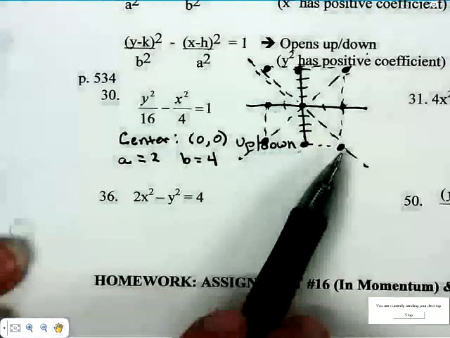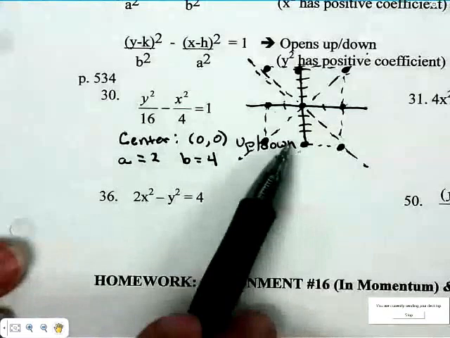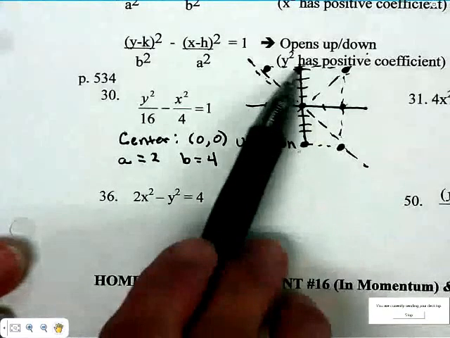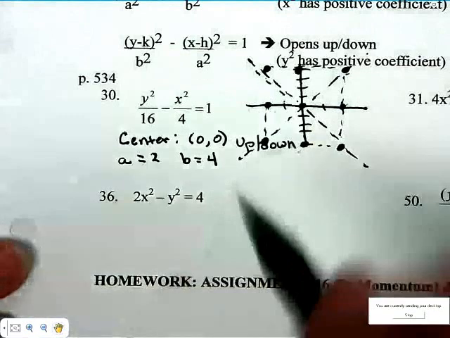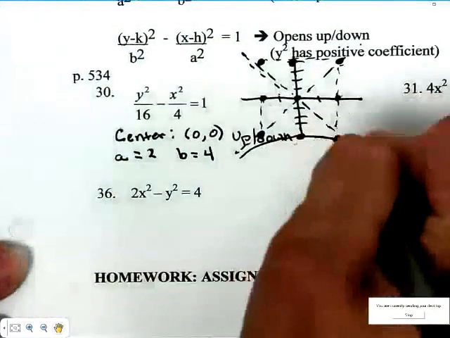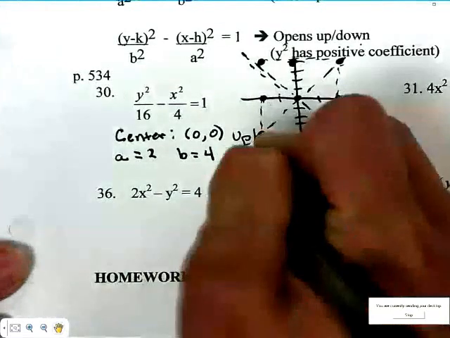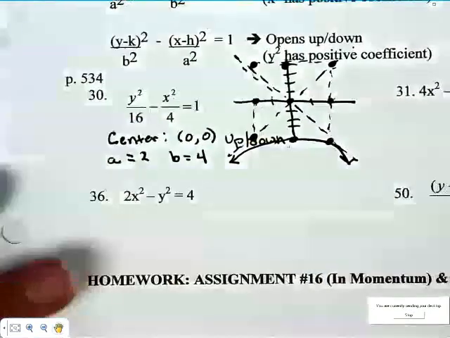And we've already determined that it opens up and down. So it goes through these 2 points on the y-axis and gets closer and closer to the asymptotes. There's the bottom. Yeah, I wasn't supposed to touch. That was an oops on my part.